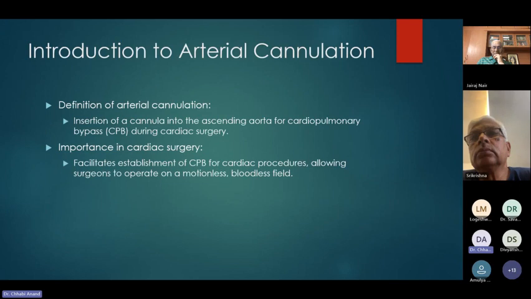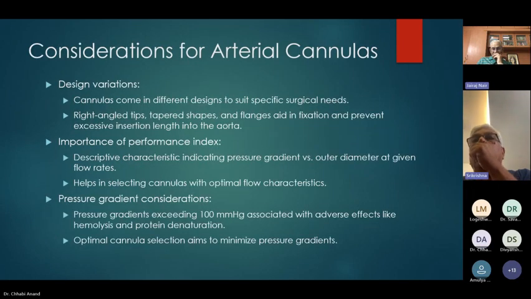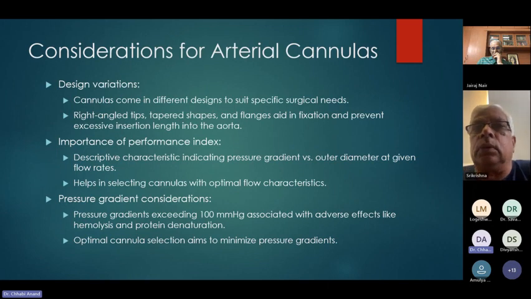Now, arterial cannulation. Introduction to arterial cannulation. Definition of arterial cannulation: insertion of a cannula into the ascending aorta for cardiopulmonary bypass during cardiac surgery. Importance in cardiac surgery: facilitates establishment of CPB for cardiac procedures, allowing surgeons to operate on a motionless and bloodless field.